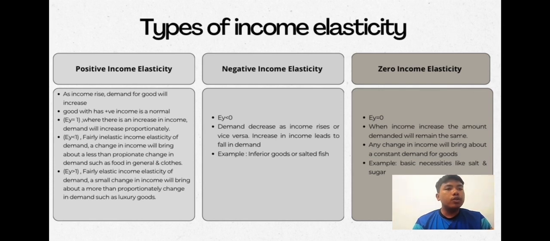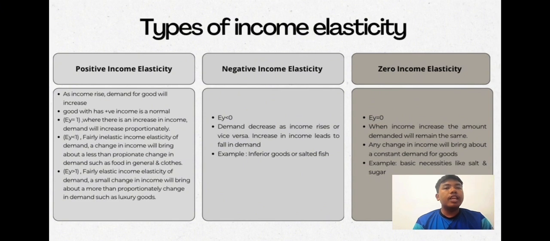Okay, we will go to the negative income elasticity. For negative income, demand decreases as income rises, or vice versa. An increase in income leads to a fall in demand. Examples are inferior goods or salted fish. When people have more salary, they will not buy this item.